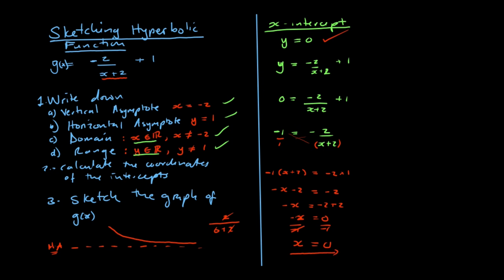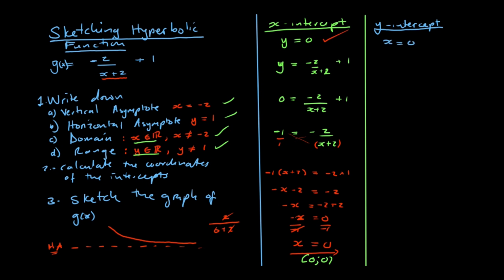So if we are writing this as a coordinate, x is equal to 0, right? So x is equal to 0 will mean that wherever there is x, you are putting minus 2 over 0 plus 2 plus 1. The correct answer is 0, so y is equal to 0. So this coordinate says 0, 0.